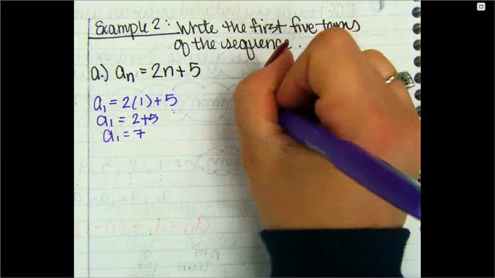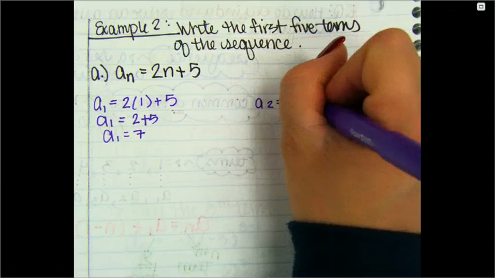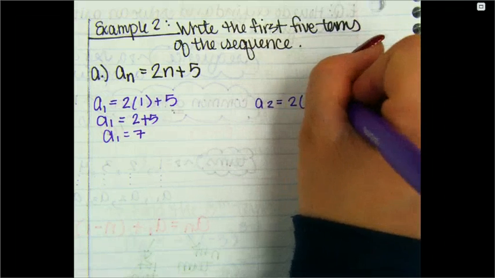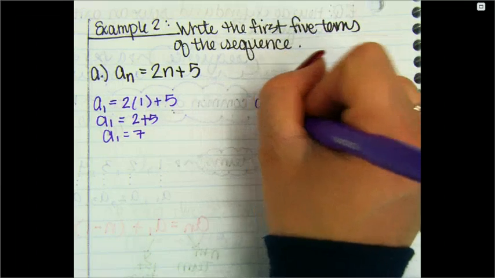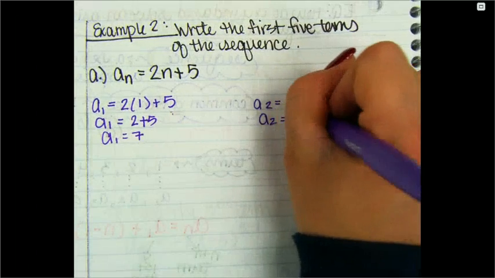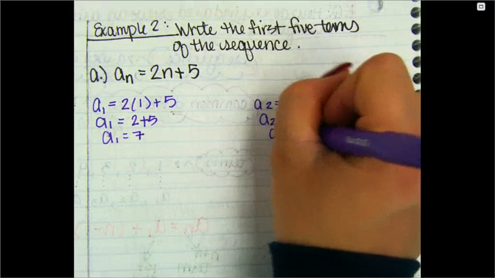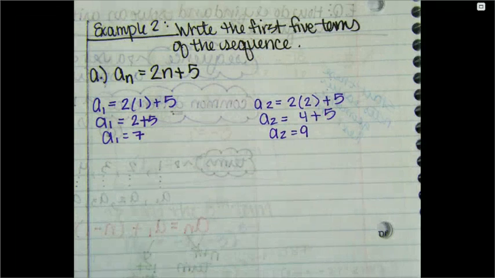How do we do the second one? Tell me what to write. A sub 2 equals 2 times 2 plus 5. So a sub 2 equals 4 plus 5. So a sub 2 equals 9. Very good. I'm going to have you go ahead and finish the next 3 terms, and check with the partner when you're done. So you're going to do a sub 3, a sub 4, and a sub 5.